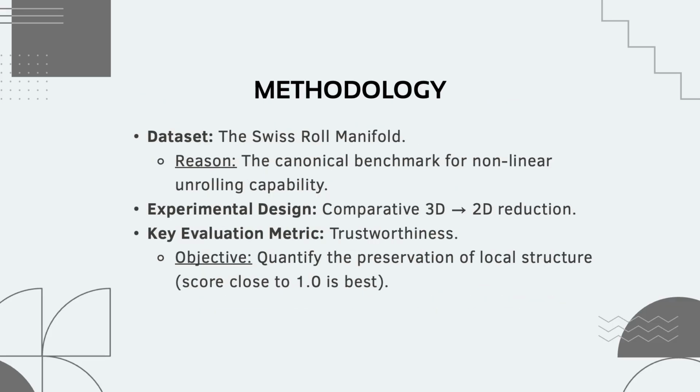Our experiment utilized the classical Swiss roll dataset, a 3D nonlinear manifold that serves as the ideal test for an algorithm's ability to perform nonlinear unrolling. This study compared the performance of both algorithms in reducing the data from 3D to 2D for visualization. We also adopted the trustworthiness metric to quantitatively measure the preservation of local neighborhood relationships, which is central to validating our hypothesis.